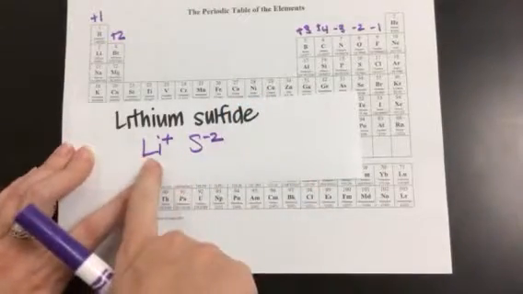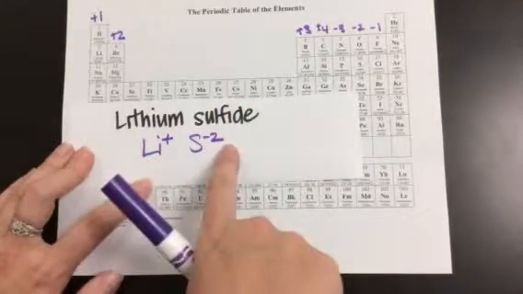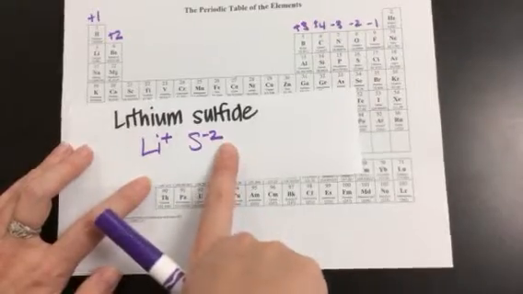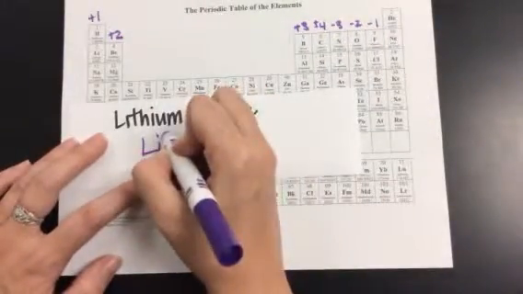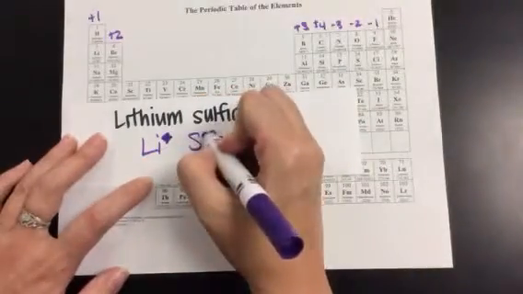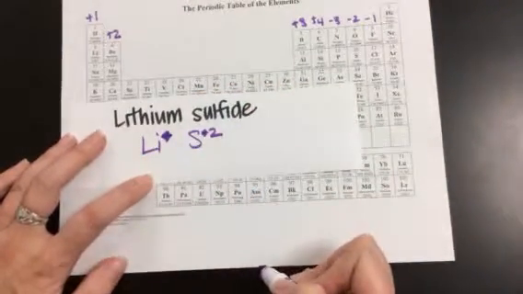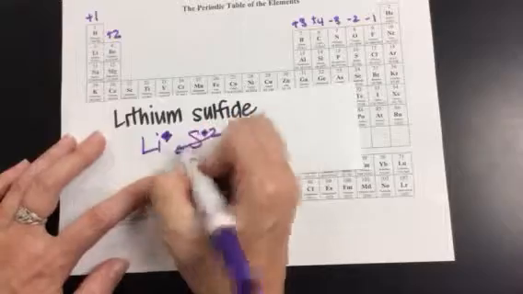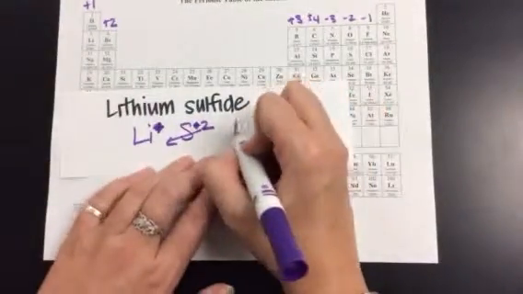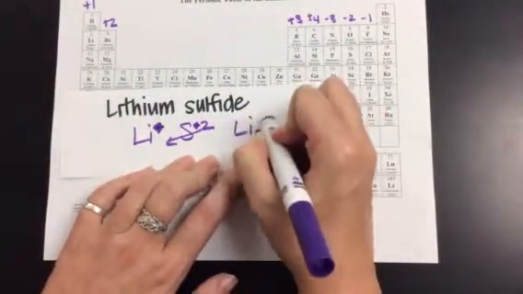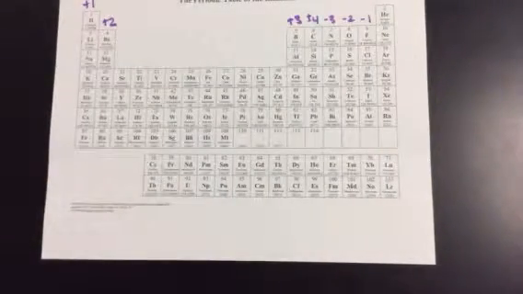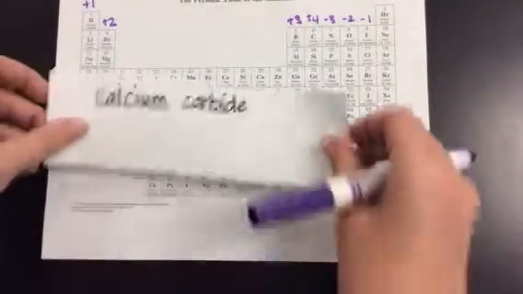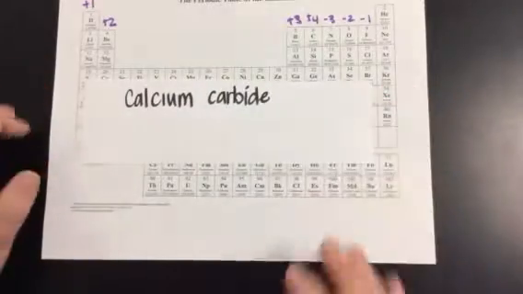Once I have my cation and my anion, I swap and drop those charges. If you don't know how to swap and drop, you can see my other video, Dr. Gable explains swap and drop. My plus and my minus disappear. This 2 is going to travel over here, so you actually make Li2S.